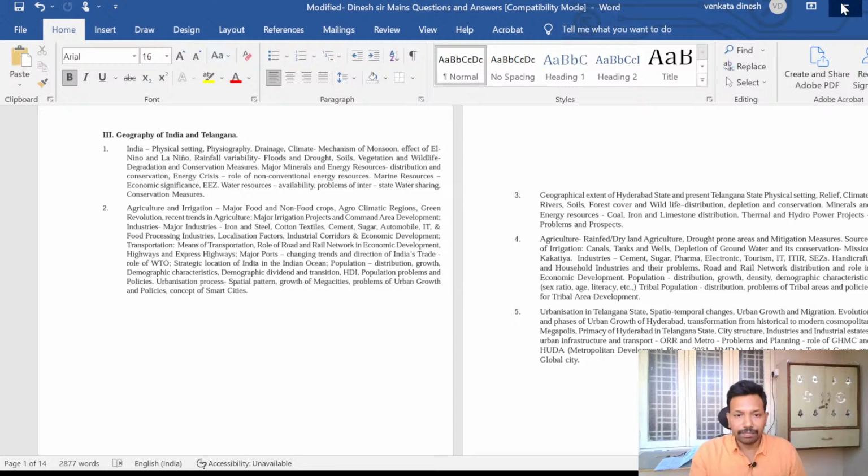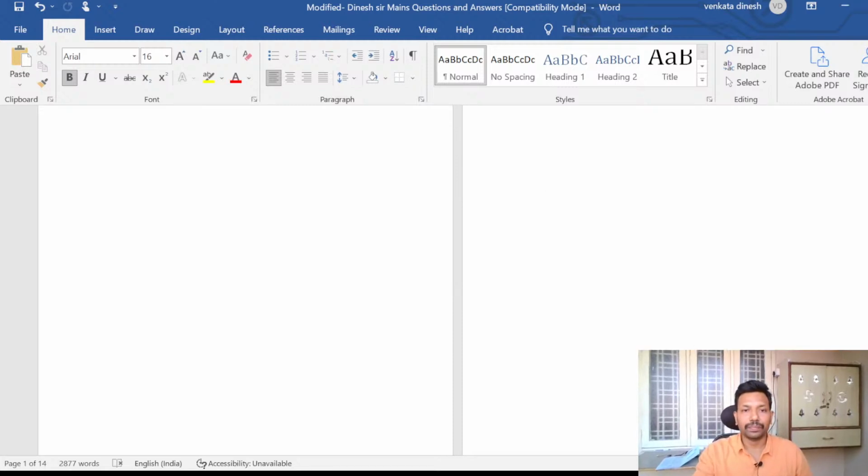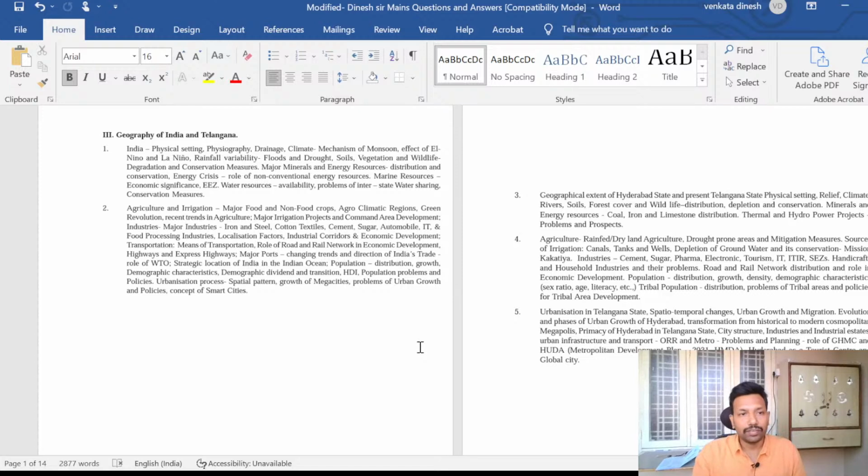So yes, before going to the question paper, I just want to give you a detailed analysis of the syllabus for not more than 5 minutes, right? In the geography module, geography of India and Telangana, it's not equal weightage, but we have more of Indian Telangana. In points 3, 4, 5 we get more questions from Telangana, and in 1, 2 we can expect questions from Indian geography, right?